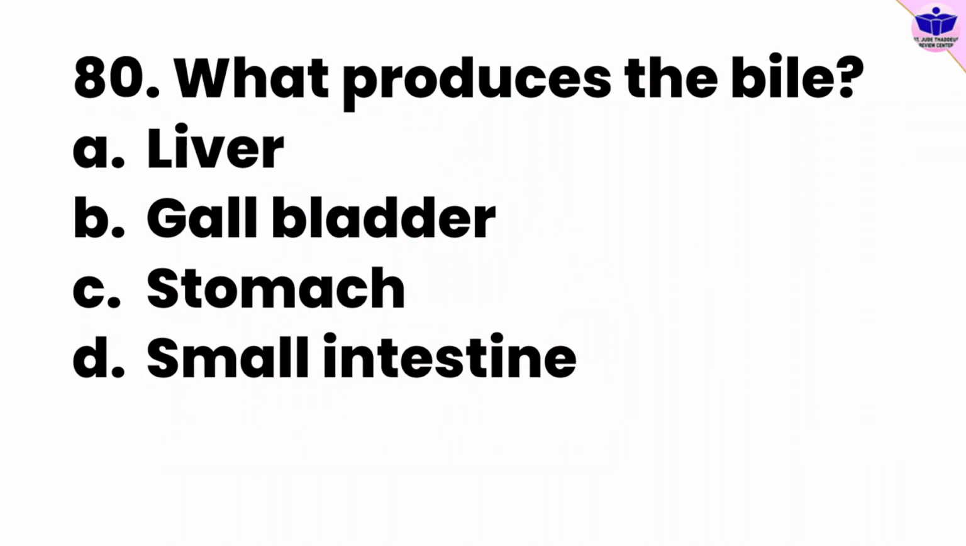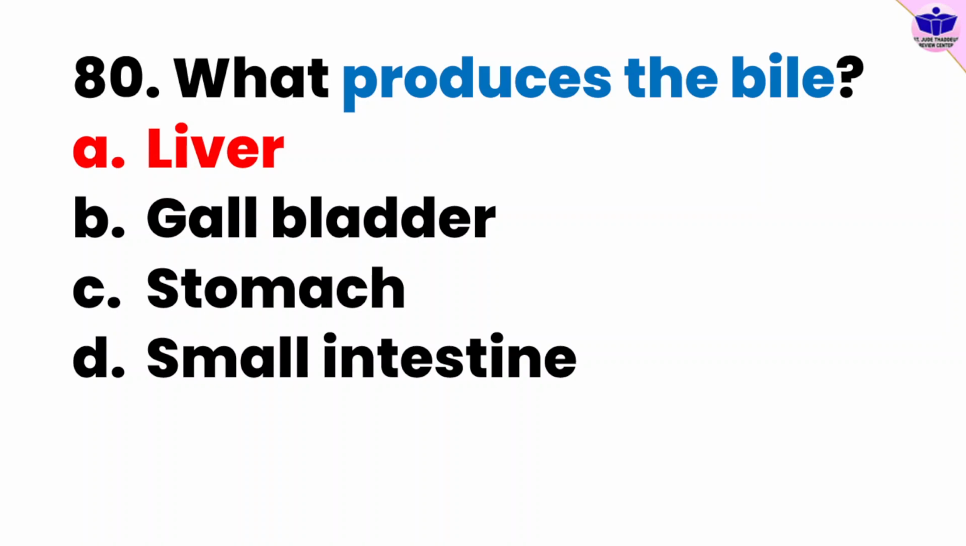Number 80. What produces the bile? A. Liver, B. Gallbladder, C. Stomach, or D. Small intestine. So what produces the bile? Of course, it's the liver. The liver produces the bile. The bile is that substance that emulsifies fats.